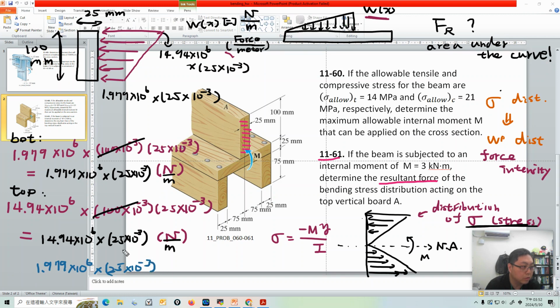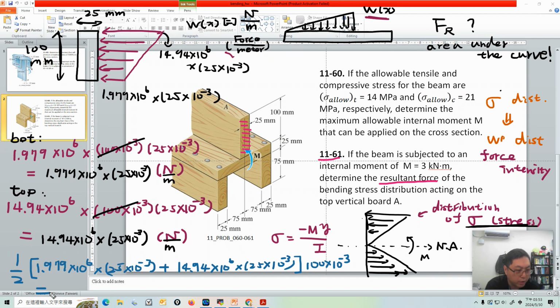This is the bottom and this is the top: upper base plus bottom base, times the height. What's the height? The height is here, 100 millimeter, divided by 2. That will be your answer. Let's see what the answer will be.